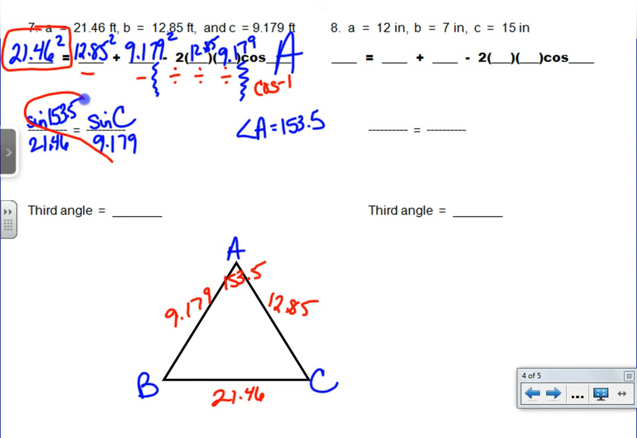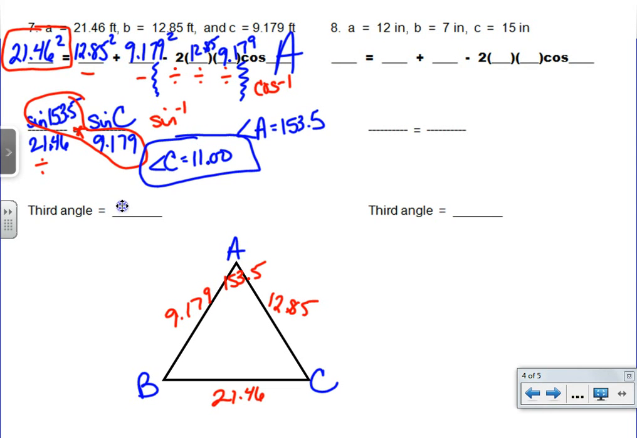And then just type very carefully. Sine 153.5 times 9.179 divided by 21.46. Hit enter, and then do inverse sine of that little decimal. I heard 11. Anyone second that? Is it 11.0? Yeah. Okay, since I want 4 sig figs, I'm going to put 0.00. And then last part is angle B.